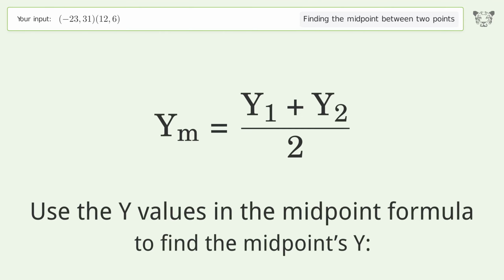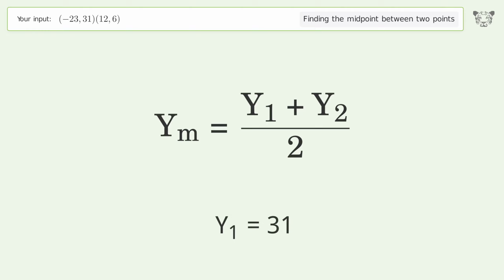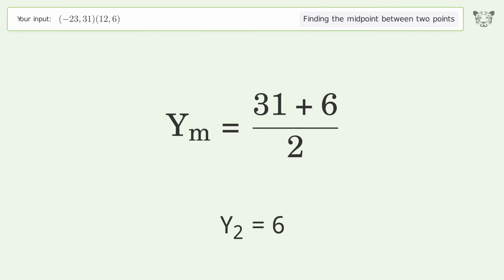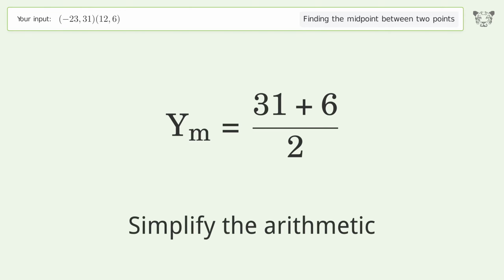Use the y values in the midpoint formula to find the midpoint's y. y1 equals 31. y2 equals 6. Simplify the arithmetic.